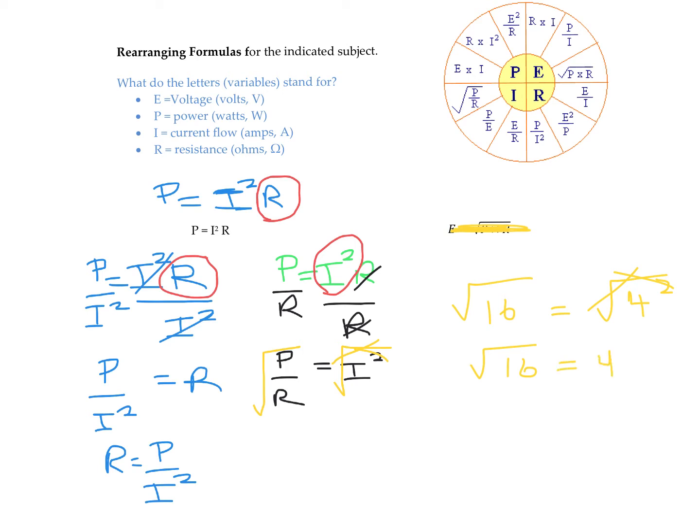The square root, say, of 49, you may recall, in a previous life, would be 7, because 49 is written as 7 squared. So square root and square cancel each other out, leaving you with the final rearranged formula of I equals, no longer squared, just I equals the square root of P over R.